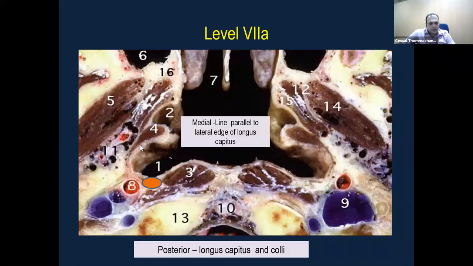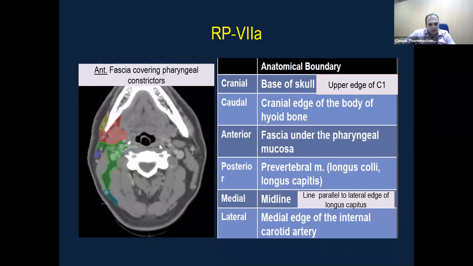So you know that this is the pharyngeal constrictor. The anterior limit is the fascia covering the pharyngeal constrictor. Posteriorly, it is the prevertebral muscle. Laterally, it is the medial edge of the internal carotid artery. What is the medial limit?